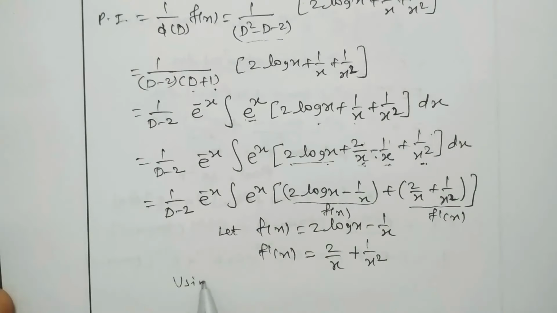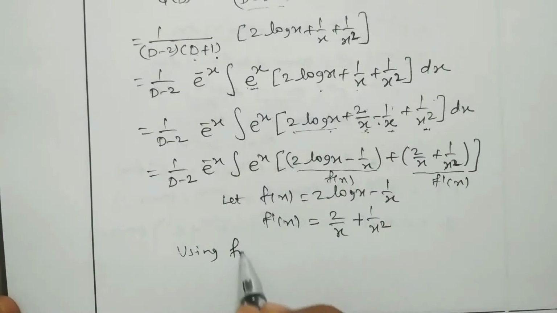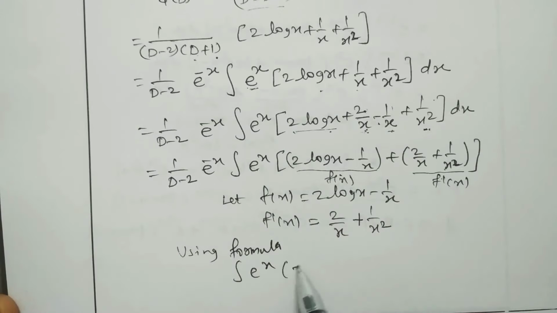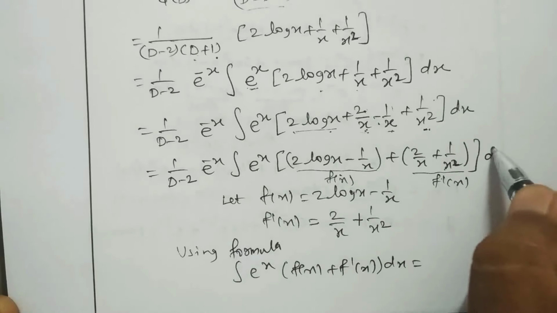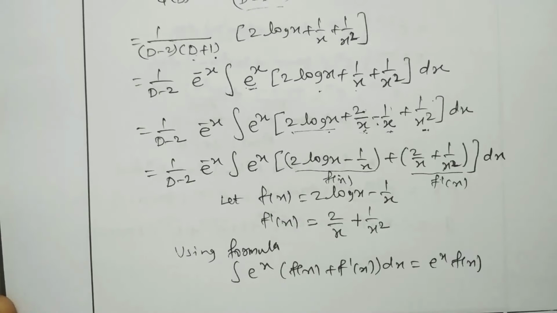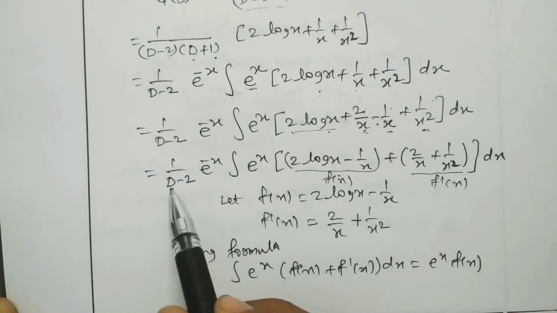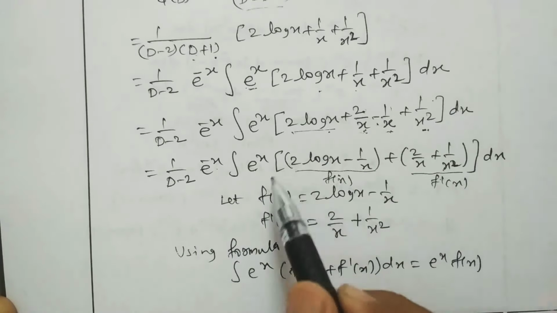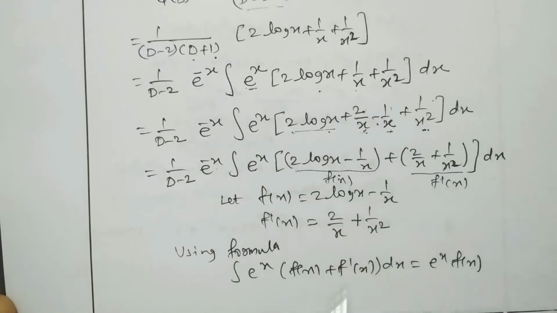Therefore, using the formula, which formula? Integration of e raised to x into f of x plus f dash of x dx is equal to e raised to x into f of x. So after using this formula, we will get 1 upon D minus 2, e raised to minus x into e raised to x into f of x, where f of x is 2 log x minus 1 by x.